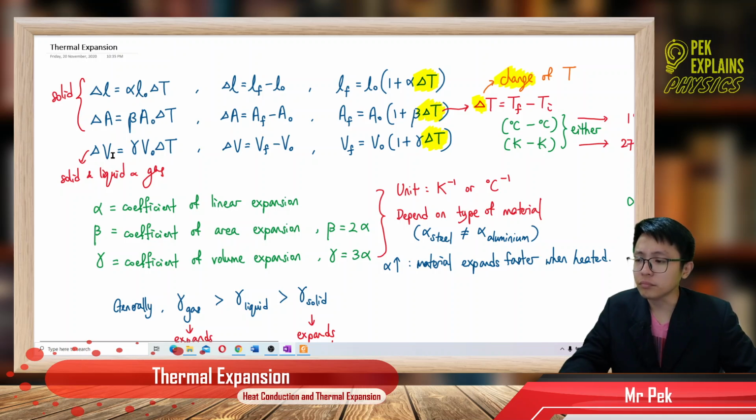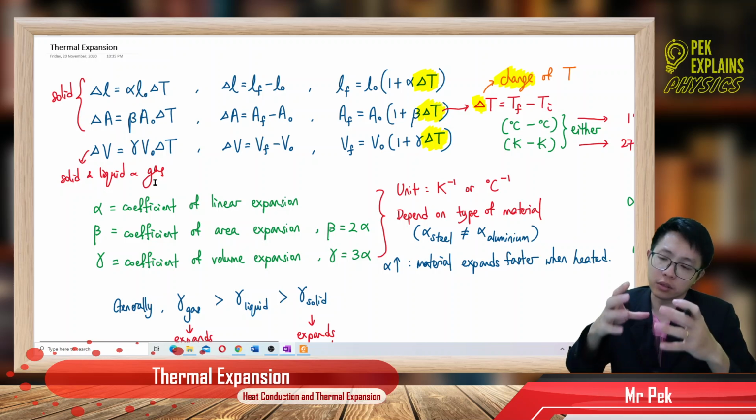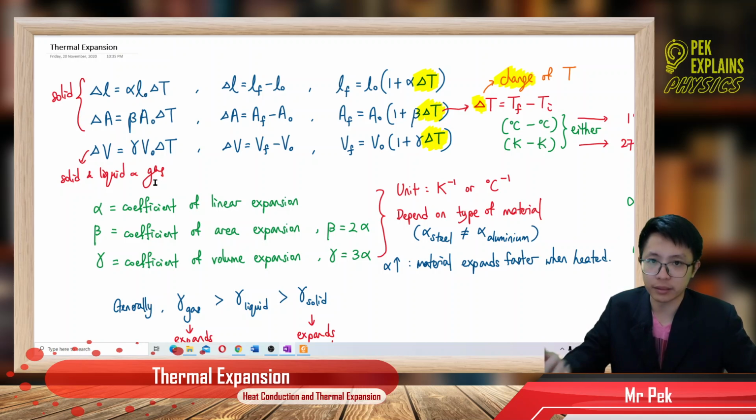Understand that? So volume applies to solid, liquid, and gas. For solids, sometimes we use length, sometimes area, sometimes volume. But for liquid and gas, only volume. That means liquid and gas only undergo volume expansion. We don't use length and area to measure them, because liquid and gas occupy the container. Only the volume matters.